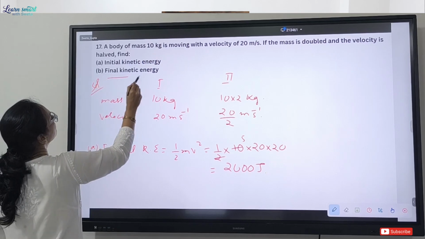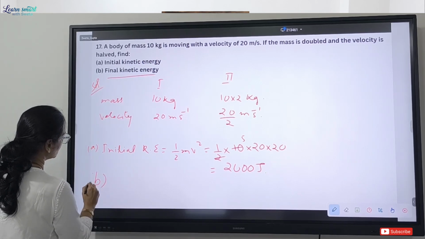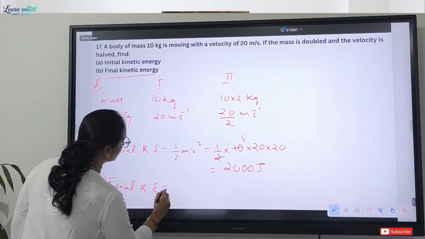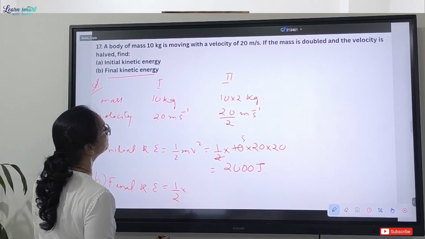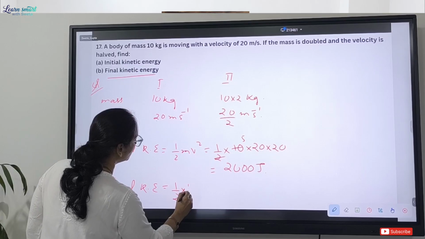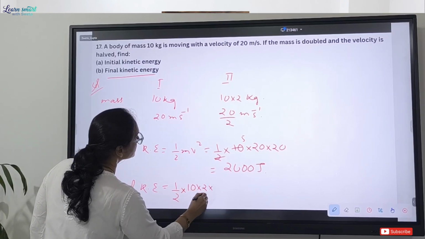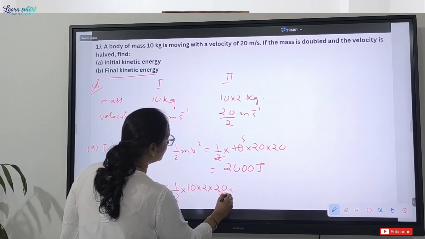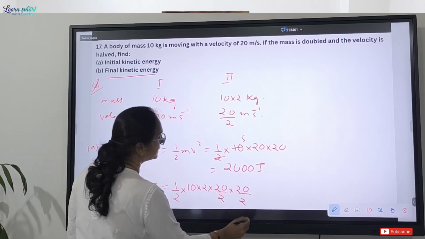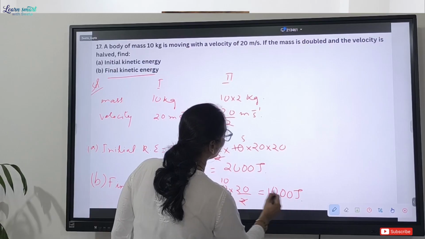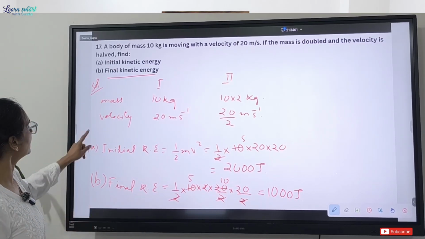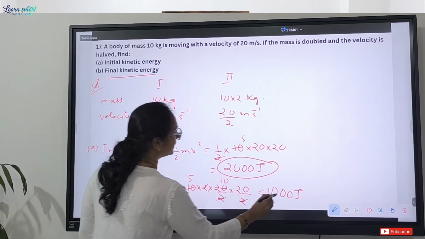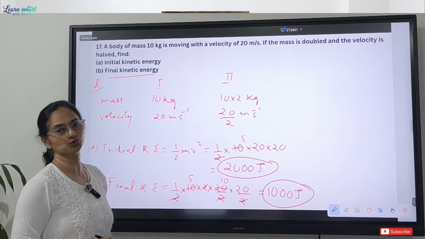Now they are also asking for the final kinetic energy. So final kinetic energy is half into, now the m is 10 into 2, and velocity now is 20 upon 2. So 20 upon 2 into 20 upon 2. Just solve and you will get the answer, 1000 joules. So the initial kinetic energy is 2000 joules and the final kinetic energy is 1000 joules.